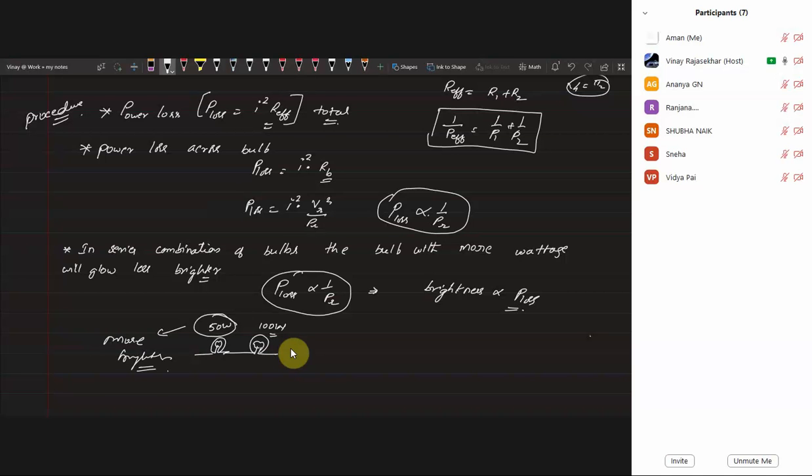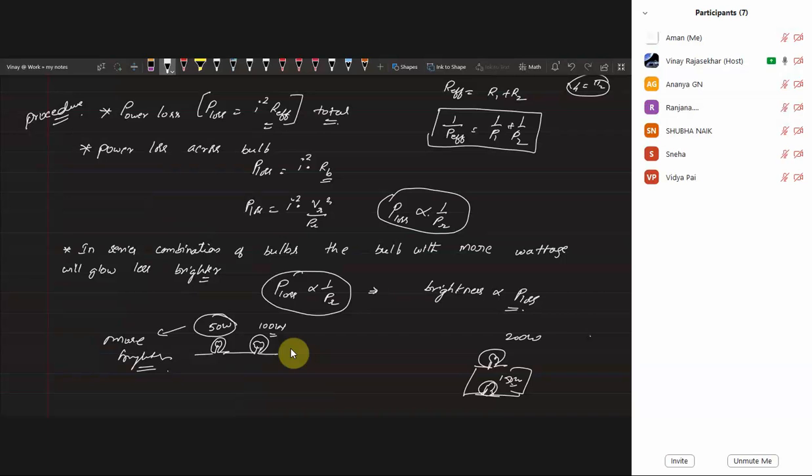In the same way, in parallel combination, the conditions will be reversed. So in parallel combination, the bulb with the greatest wattage glows brighter. For example, I'll take two bulbs: this is 200 watt and this is 150 watt. Now tell me which bulb will glow brighter. 200 watt. That's the answer. This is the concept.